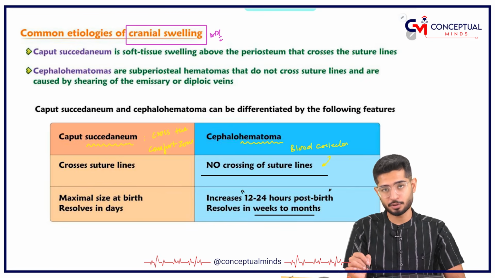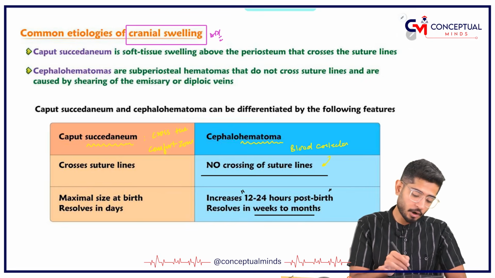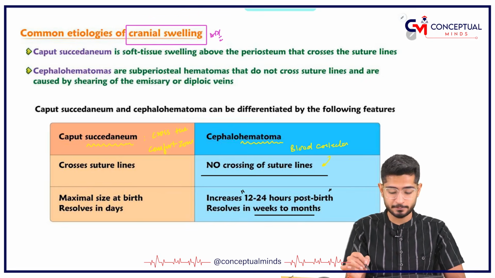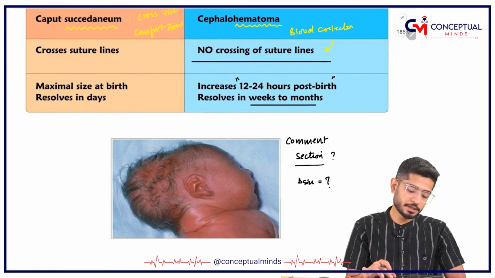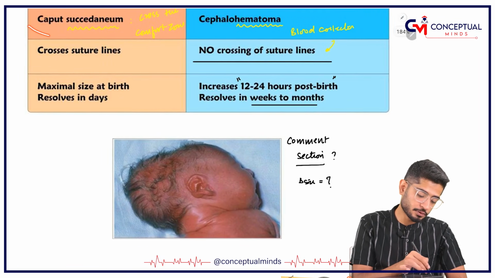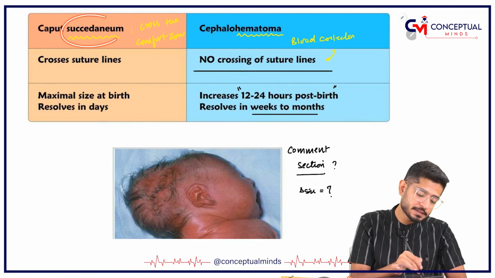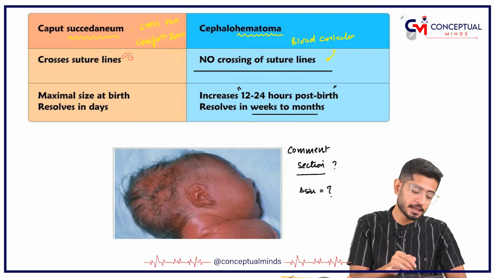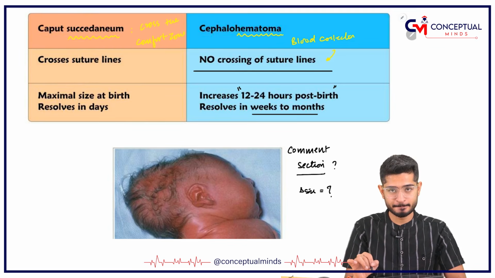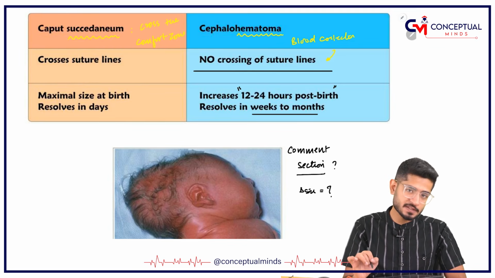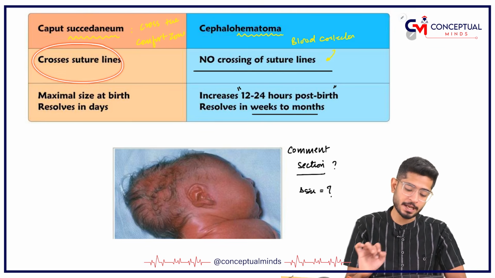Coming on to what are the etiologies of cranial swelling, why the cranium is swelled up. This is our discussion topic now. So what are the common etiologies of cranial swelling? Please understand, the common etiologies are two. One is Caput Succedaneum, the other Cephalohematoma. Caput Succedaneum is a swelling that can cross the suture line.